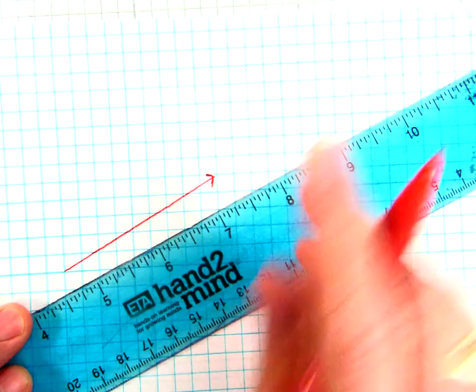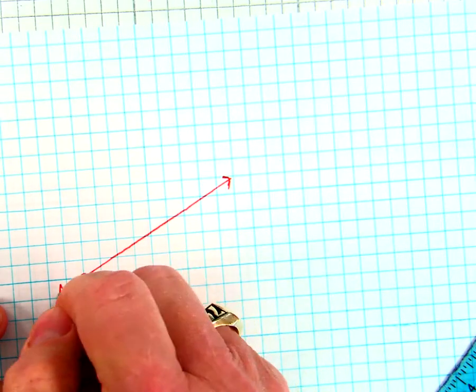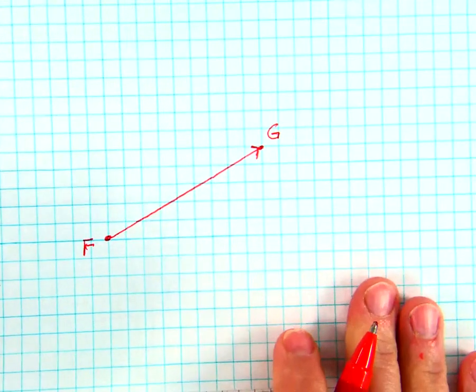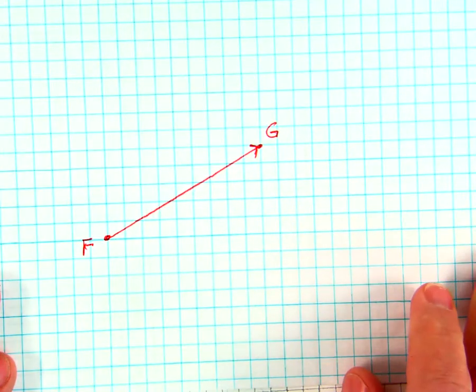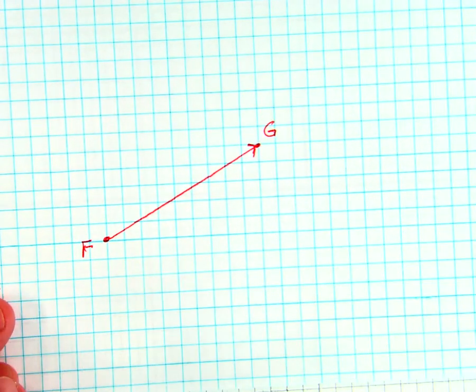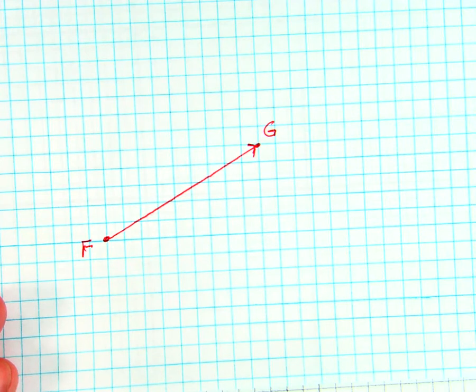This is a representation of a vector. It starts at point F and ends at point G. Notice there's no coordinates on this plane. There's no axis, no x, no y, no reference like that. Everything is relative to where it has been and to where it's going.